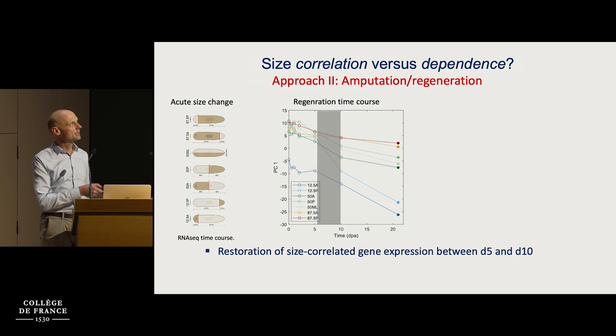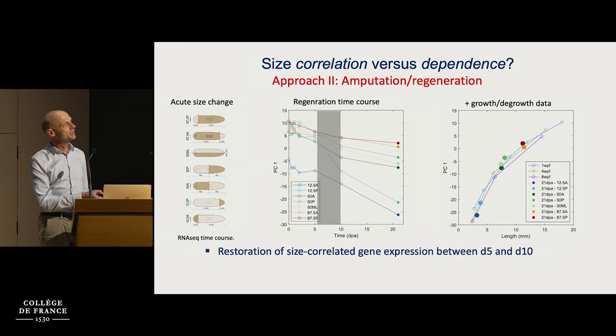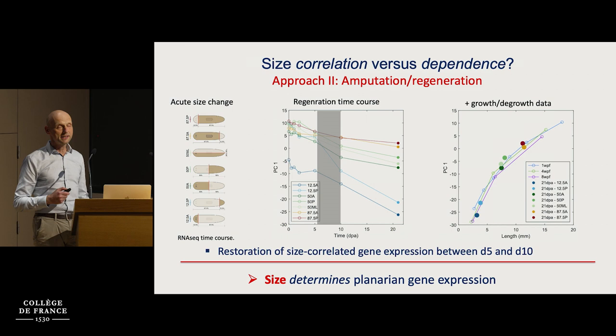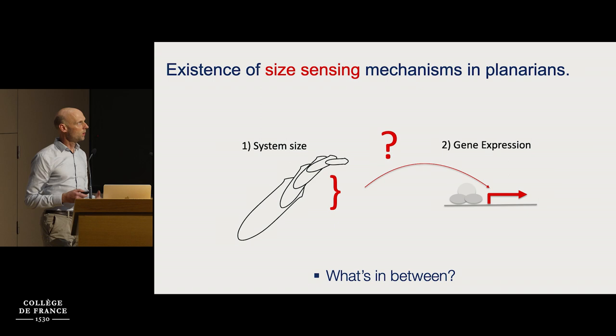And interestingly, again using this principal component analysis abstraction, we see that even during regeneration, the effect of size changes on gene expression again collapse on the same curve. So meaning, again, that we very likely have a size-sensing mechanism in these animals that influences gene expression in a size-dependent manner. So now the question, of course, is what are the underlying mechanisms that coordinate that?